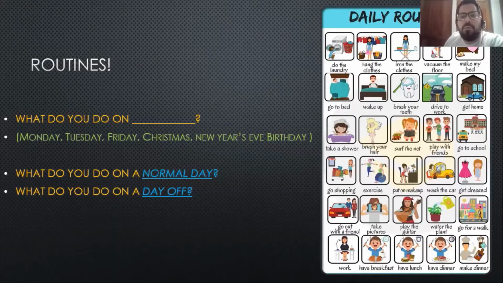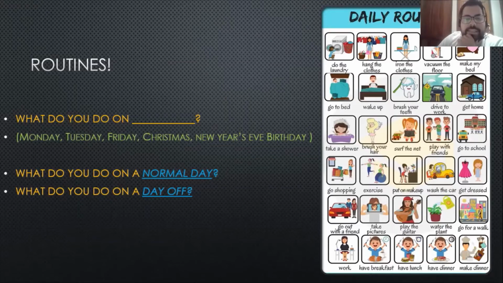Then we have get home. Get home, all right? Llegar a casa. Take a shower. That's really common, right? Take a shower. And look at the next one, guys. Brush your hair. Okay, brush your hair. The next one is really common. Surf the net. Look at that. No surf, right? Surf the net.